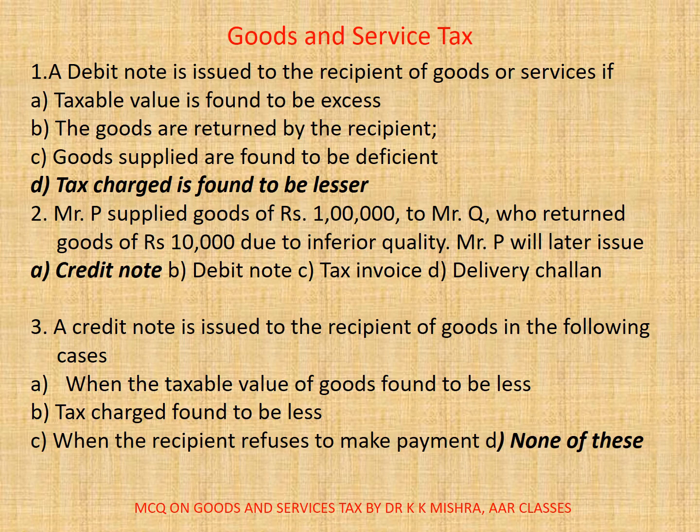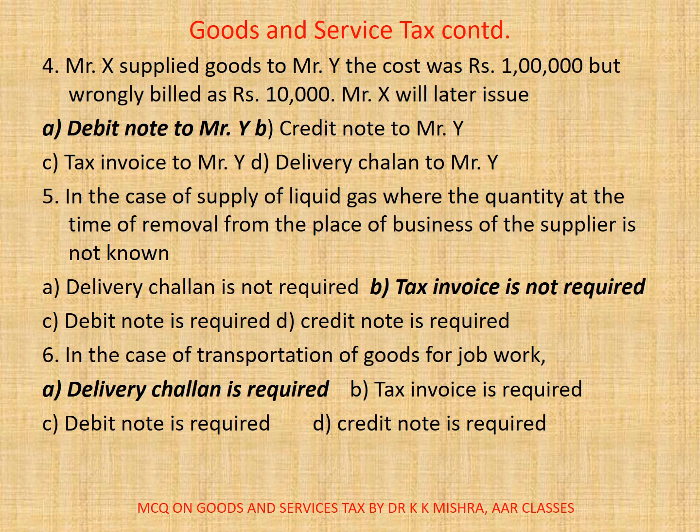3. A credit note is issued to the recipient of goods in the following cases: A. When the taxable value of goods is found to be less, B. Tax charged found to be less, C. When the recipient refuses to make payment, D. None of these. Here the correct option is D. None of these.